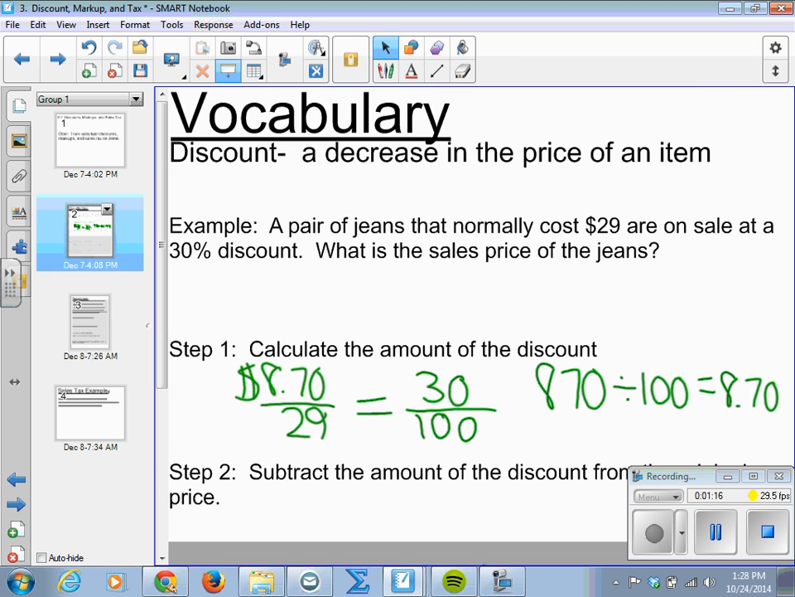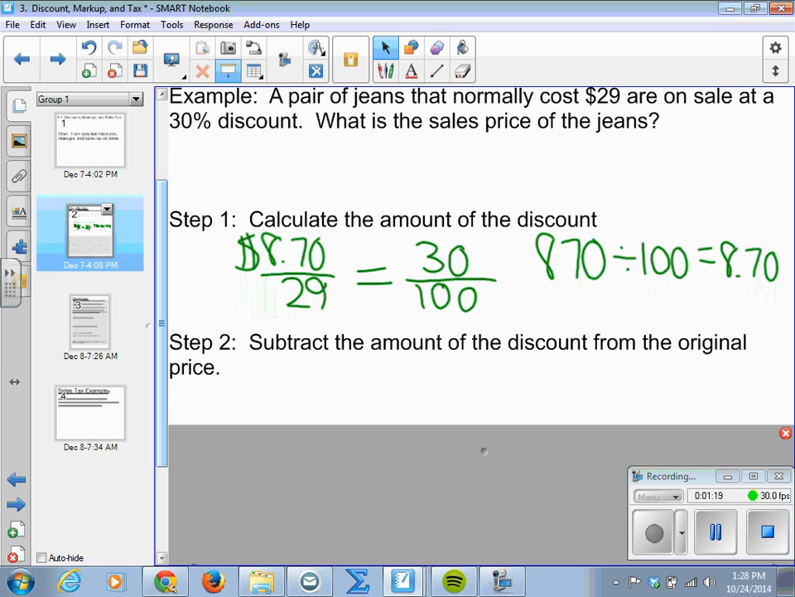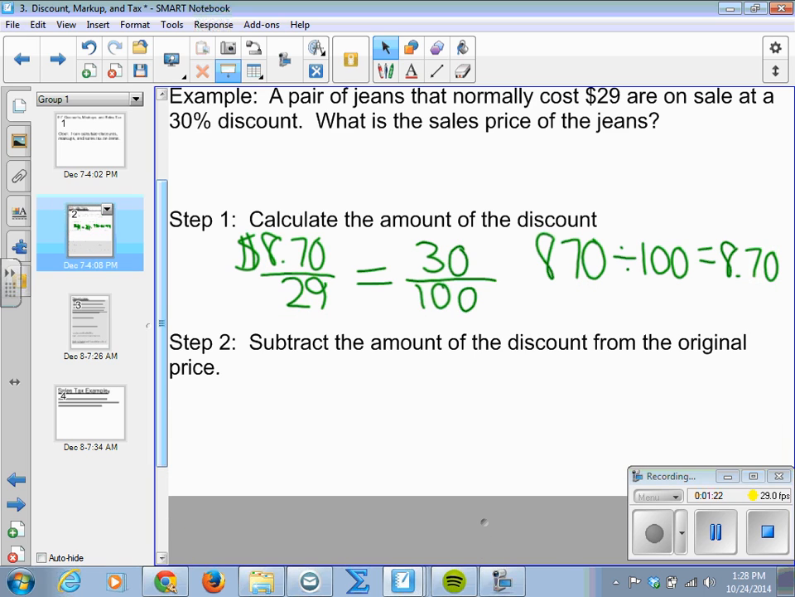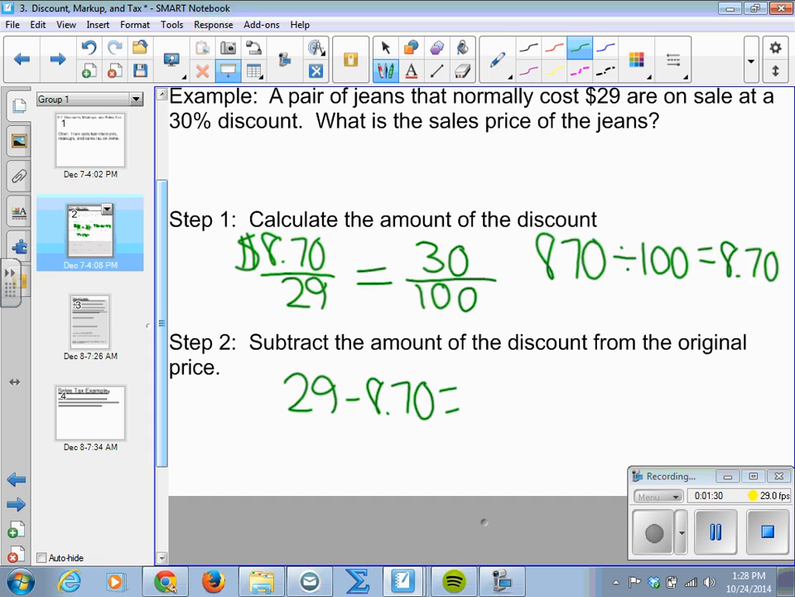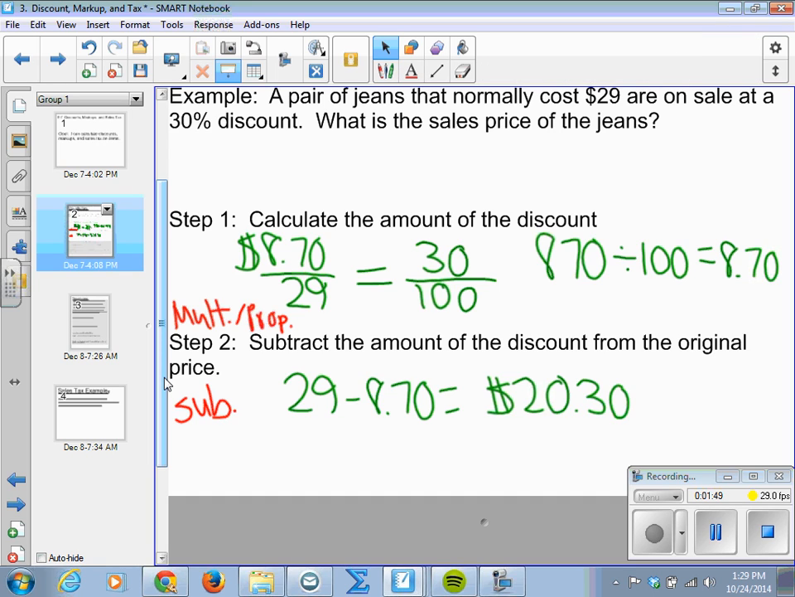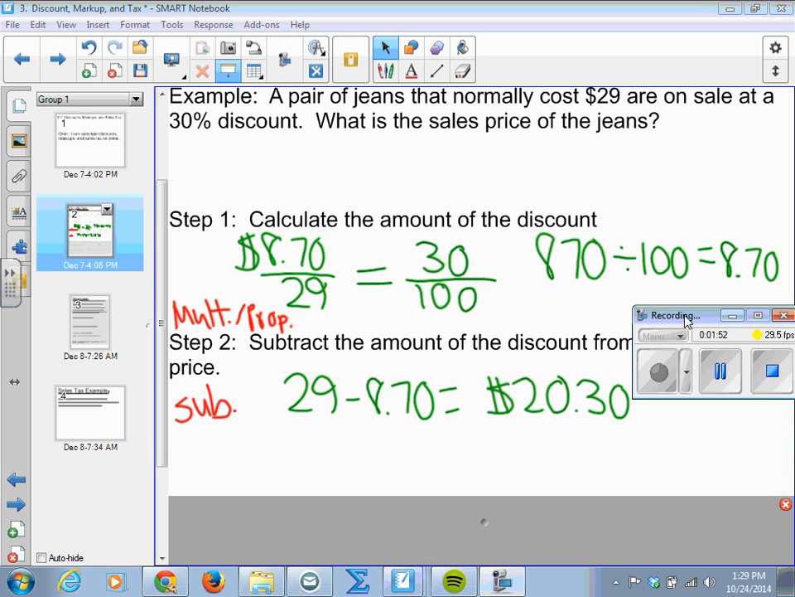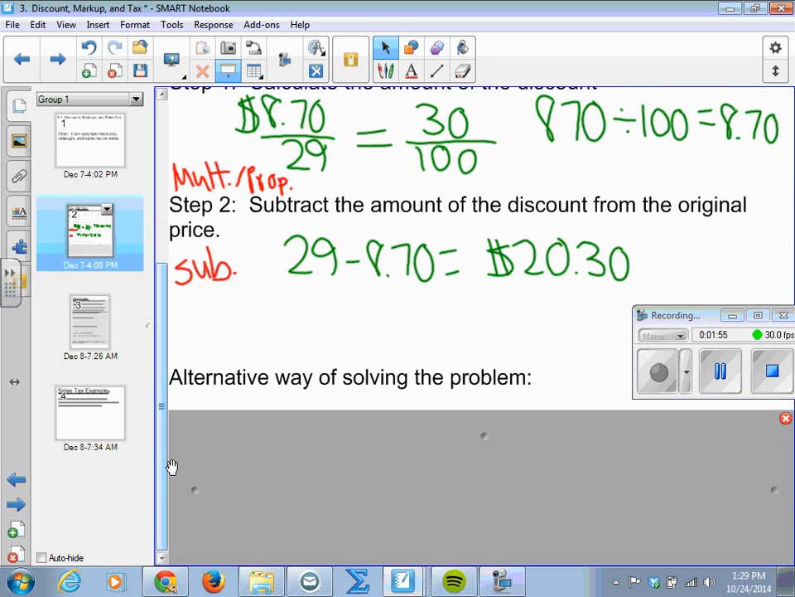Next, we subtract that amount from the original price, and that'll be our answer. So if we do $29 minus 8.70, that gives us a sales price of $20.30. So notice that here we multiplied, okay, our proportion first, and then here we subtracted. There's another way we can do this problem.